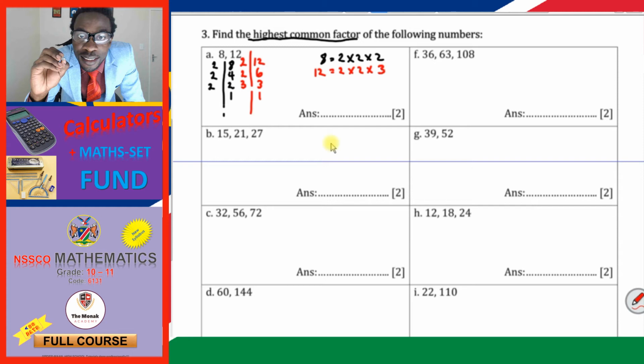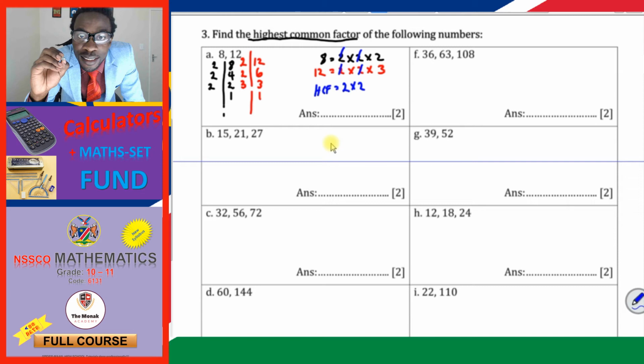Now, it's saying common. When something is common, it means it exists here as well as there. It's among everyone. So we want to see what is common in these numbers. We know these 2 and these 2 are common. We have a 2, and we also have another 2, so that's also common.